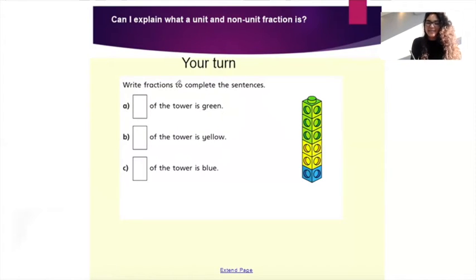Okay, part A. If you said that 3 out of 6 of the tower is green, you are correct, because 1, 2, 3 cubes out of the 6 cubes in total are green. Part B, how much of the tower is yellow? 2 out of 6, because 2 cubes out of the 6 cubes are yellow. And part C, how much of the tower is blue? 1 out of 6, because there are 6 cubes in total and 1 of them is blue.